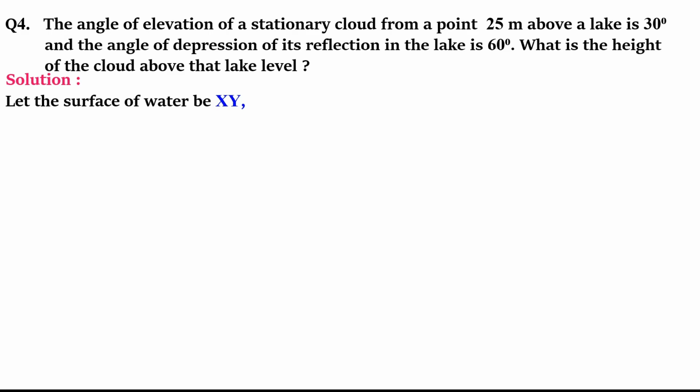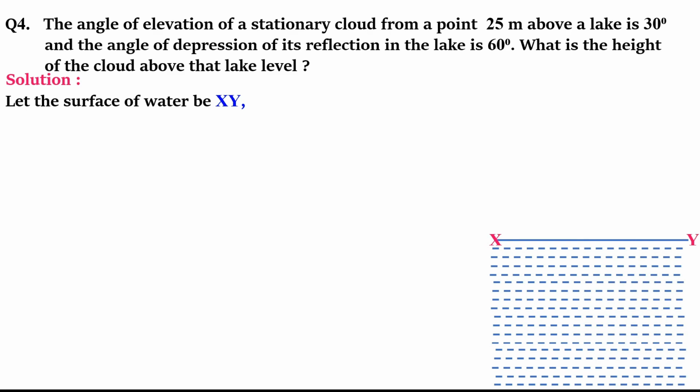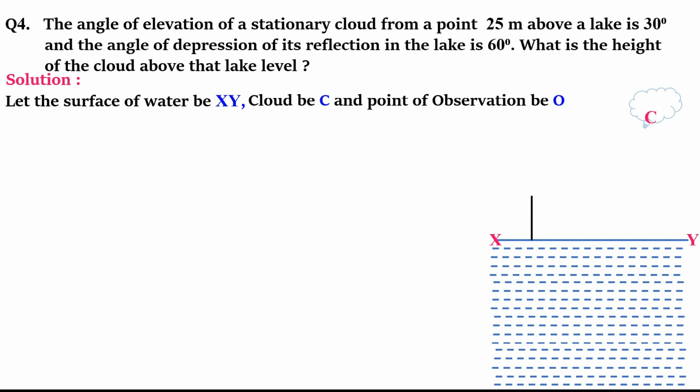Let the surface of the water be xy. So let's draw the water and name the surface. Let us assume it to be a straight horizontal line, xy. This is the surface of the water, and the point of observation we are marking as O, and the stationary cloud as C. Keep this in mind, they have written in the question that the observation point is 25 meter above the lake. So here we have the observation point which is 25 meter above the lake.